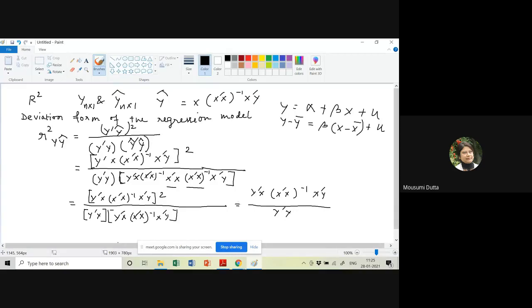Now, are you getting any expression from the numerator? Are you understanding what it is? Can we write the thing as the transpose of this? So anyone, numerator, what is x prime x inverse x prime y? That is beta hat prime.